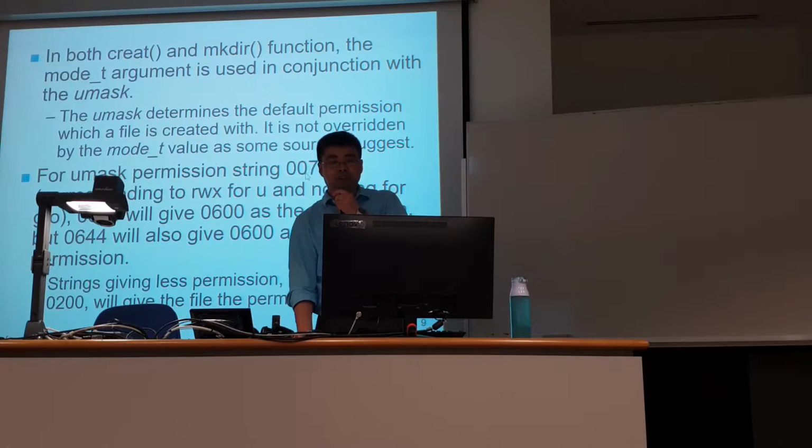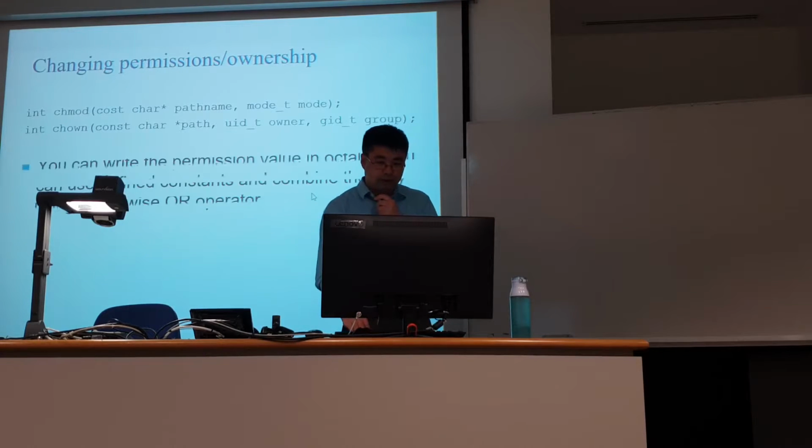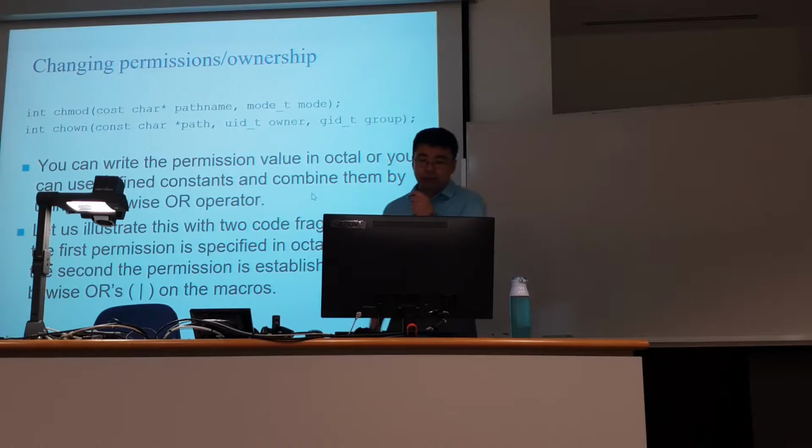0 means you can do anything. 7 means you can do nothing. Okay. Anyway, this is just different from the original one. You can also change permission, right?